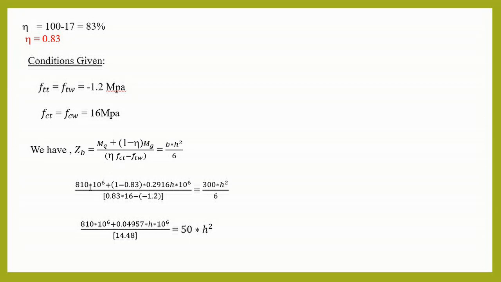Mq is 810 into 10 power 6 plus (1 minus 0.83) into mg, which is 0.2916 h into 10 power 6, whole divided by eta, which is 0.83 into fct, which is 16, minus ftw, which is minus 1.2. Substitute everything here, but when we come to this formula, h is unknown, but width is known, it is 300 mm. Take 300 into h square by 6. After simplification, we will get this equation equal to 50 h square.